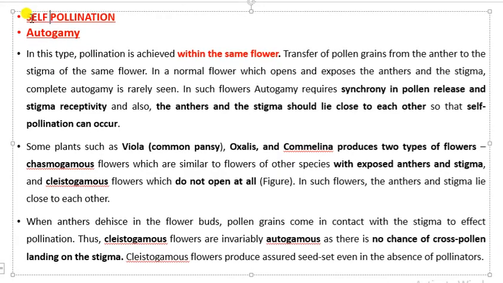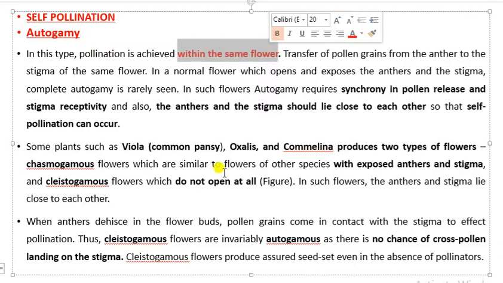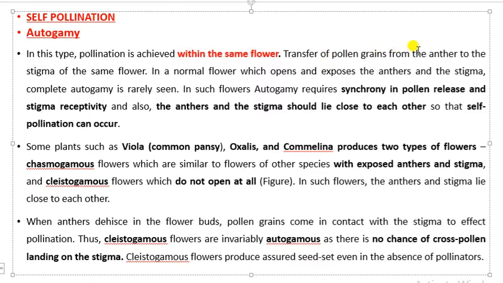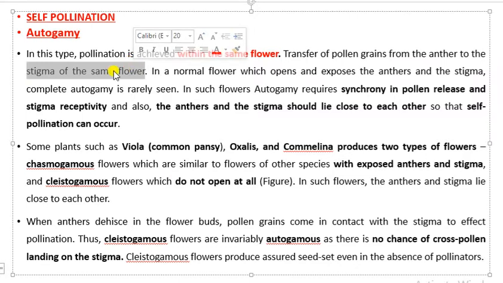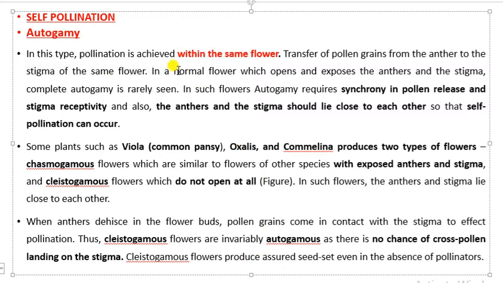The first type of pollination is known as self-pollination. It is also known as autogamy. Now, in this type, as the name itself suggests, pollination takes place within the same flower. So, when pollen grains from the anther are transferred to the stigma of the same flower, then this type of pollination is known as self-pollination. So, it is very simple: in this case, the pollen grains are coming from the same flower and they are falling on the stigma of the same flower.